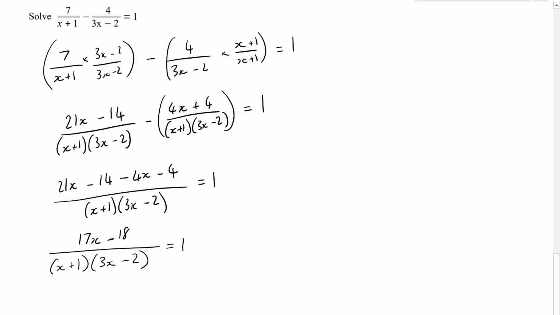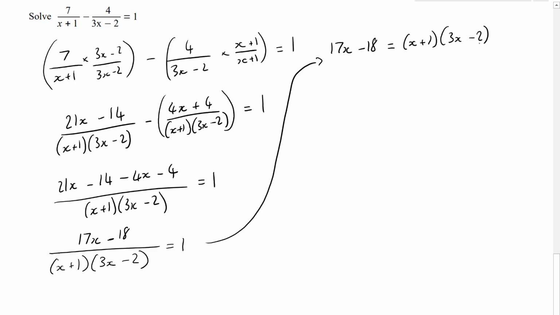Now nothing actually cancels out here. We can't factorize anything out. So what we're going to have to do is multiply everything up onto the other side. So that's going to become 17x minus 18 is equal to x plus 1 times 3x minus 2. Now I can expand these brackets. That's going to become 17x minus 18 is equal to 3x squared plus 3x minus 2x minus 2.